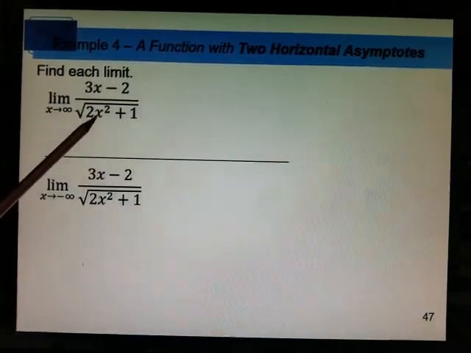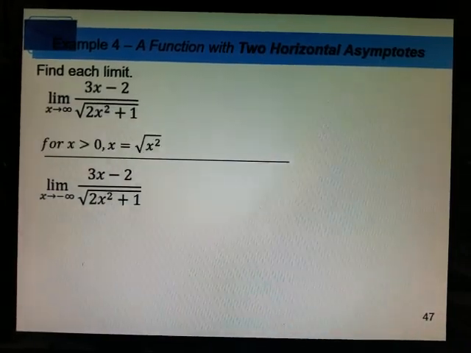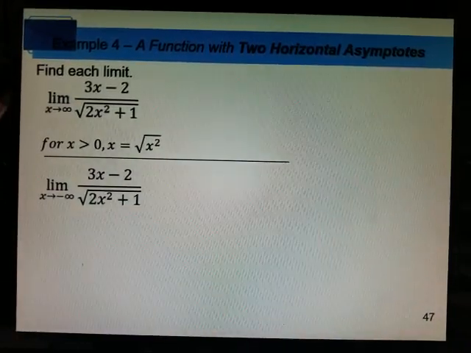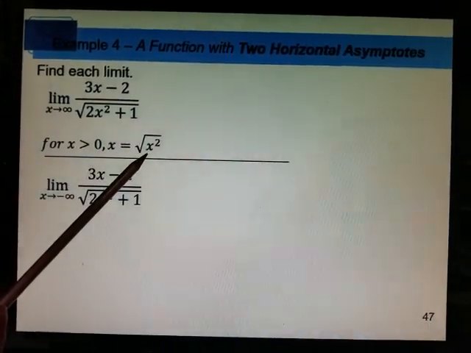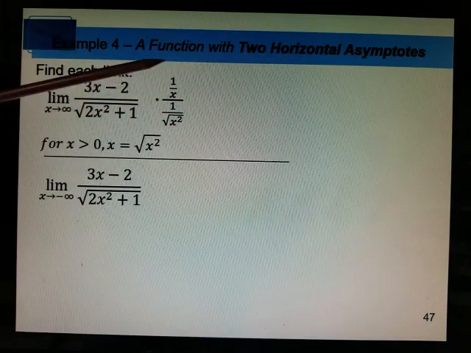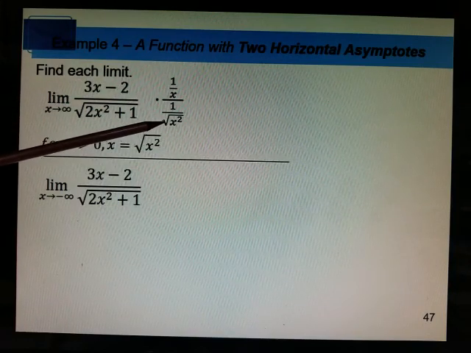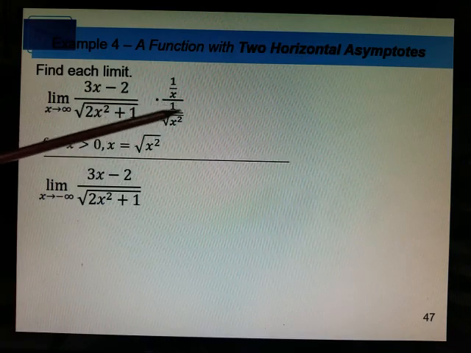That biggest degree is an x squared, but it's under a square root. Well, the square root of an x squared is just x. So basically, what we're looking at here, x goes to infinity, so they're all positive numbers. We do know that x equals the square root of x squared. So I'm going to multiply by this big old fancy 1 right here. See, the square root of x squared would be x. So these two right here are actually equal, the numerator and this denominator.